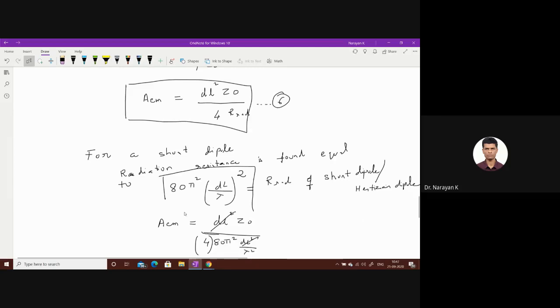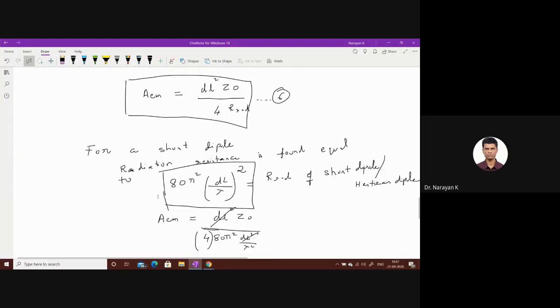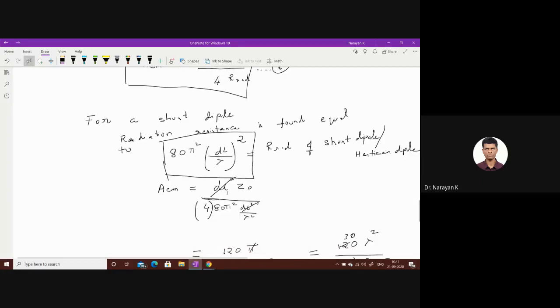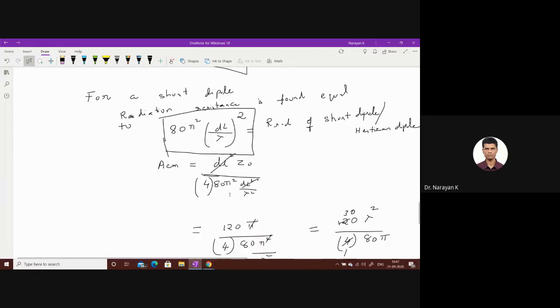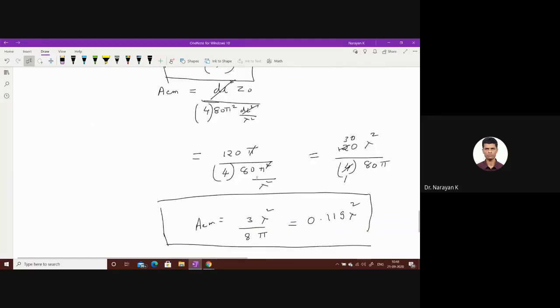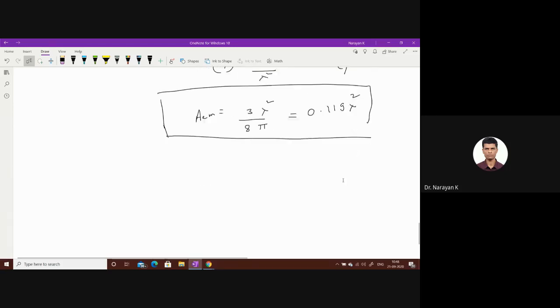This derivation will be done in the 4th module. 80 pi square dl by lambda whole square is the radiation resistance of a short dipole or Hertzian dipole. The maximum effective aperture, I substitute back in equation 6, so I will get dl square Z naught divided by 4 times 80 pi square dl by lambda whole square. dl square will get cancelled, and I'll end up getting 3 by 8 pi lambda square, that is equal to 0.119 lambda square. Is it clear?